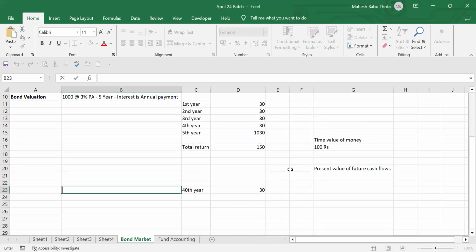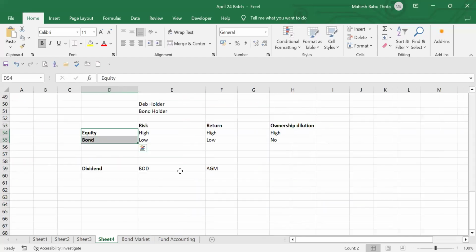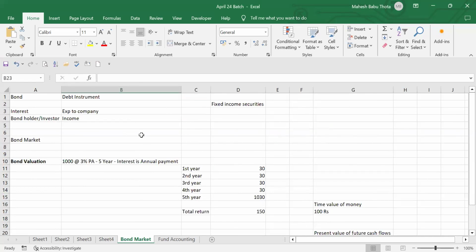Okay. So again, I'll try to revise the previous concepts. Yesterday we started discussing equity and bonds and what kind of returns we'll get. What is the risk exposure for each type of fund, like equity fund, what kind of risk we have, and how we would get returns. We also saw ownership dilution with examples, and we spoke about dividend, how the dividend will be distributed.